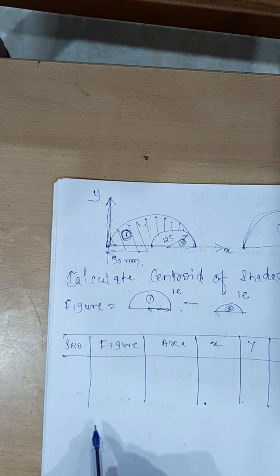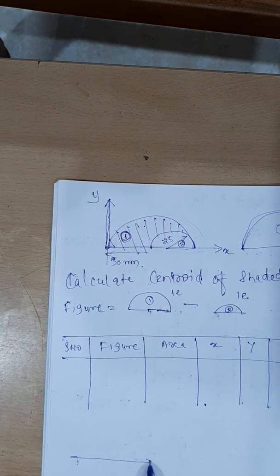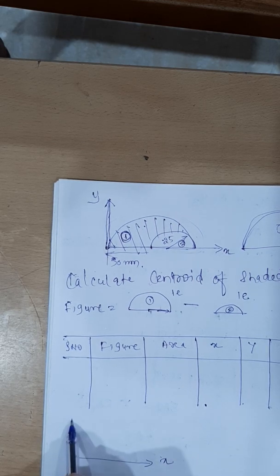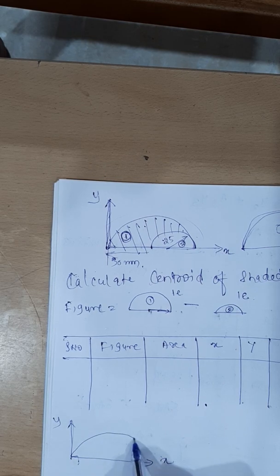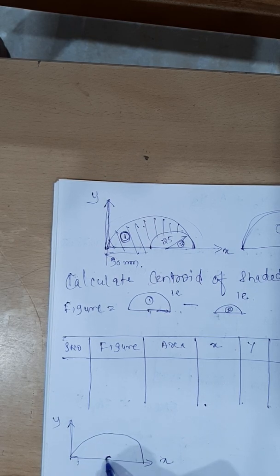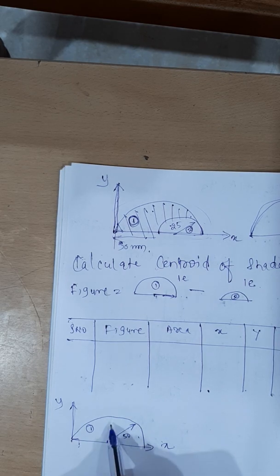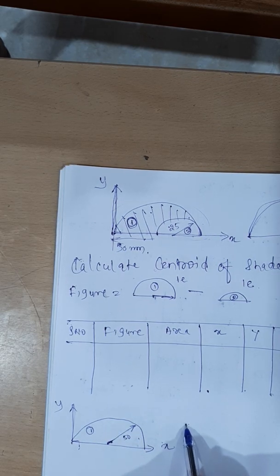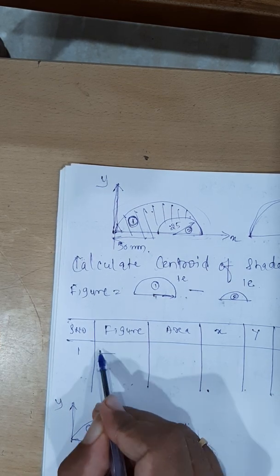Now you go for the first figure. How does the first figure appear? It appears something like this. This is your x line, the y line is here. Your figure starts from the y line and rests on the x line. The radius is 50 mm, as he has given. This is the big figure, figure 1. What is the area of this figure? I am calling it A1. Serial number 1, the figure is a semicircle.